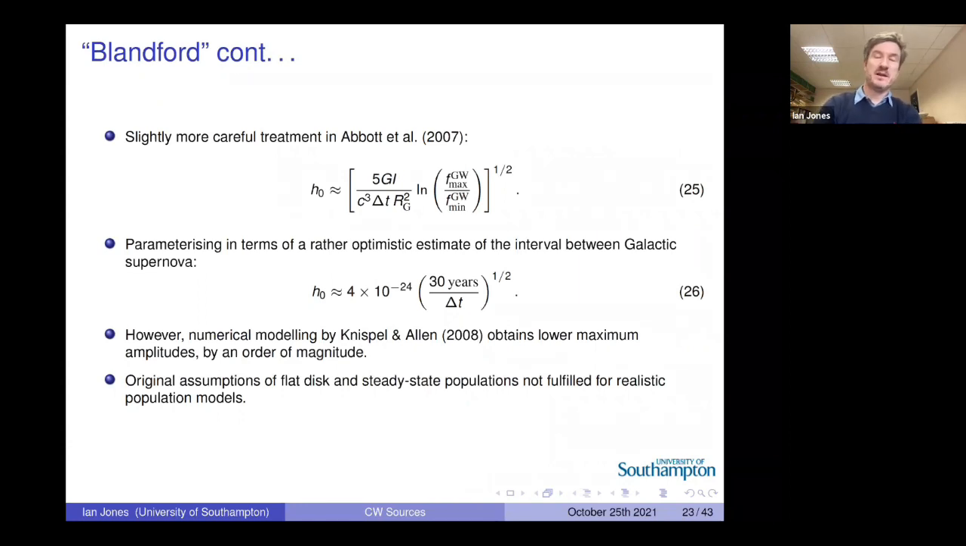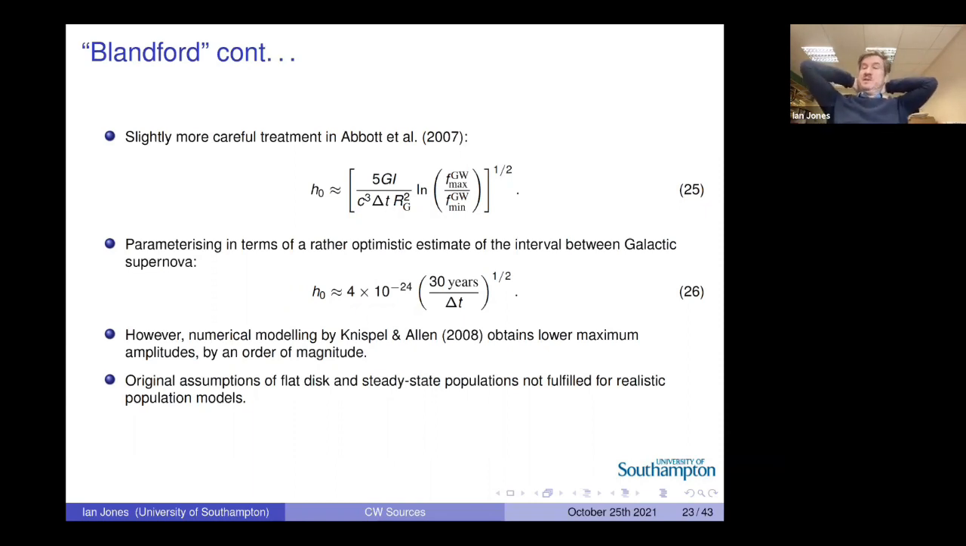It was sharpened up a little and refined in an old LIGO Virgo paper from 2007. But basically, if you put the numbers in, I parameterize not in terms of 100 years, but 30 years in this formula. So that's maybe a little optimistic, but you get a gravitational wave amplitude of a few times 10 to the minus 24. So that's the argument.